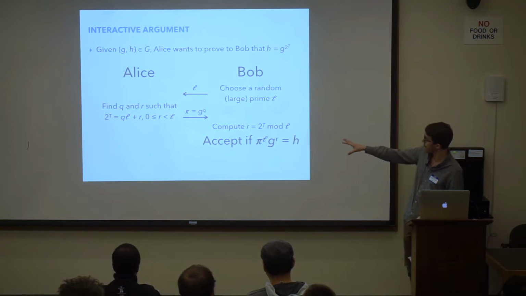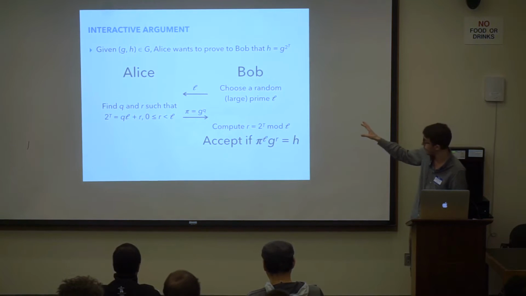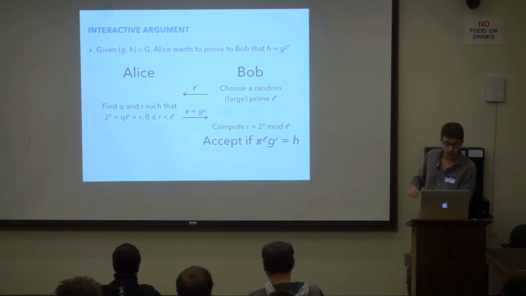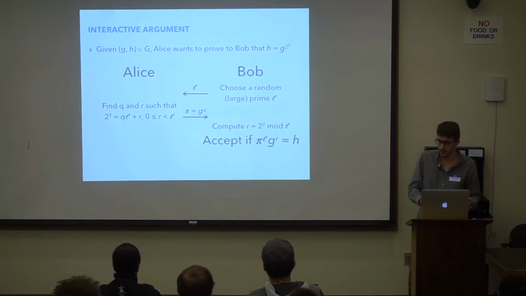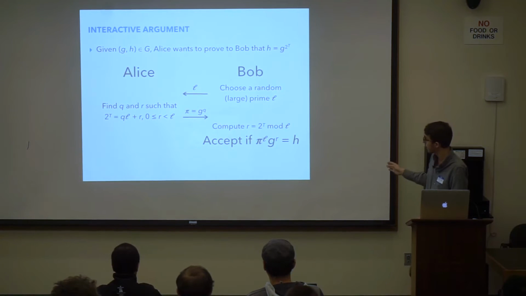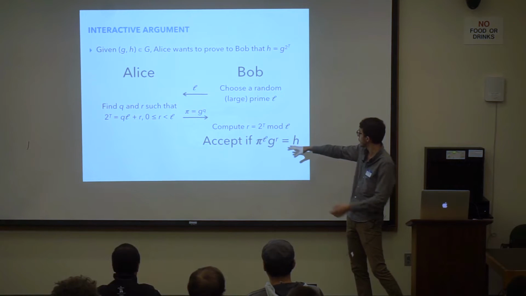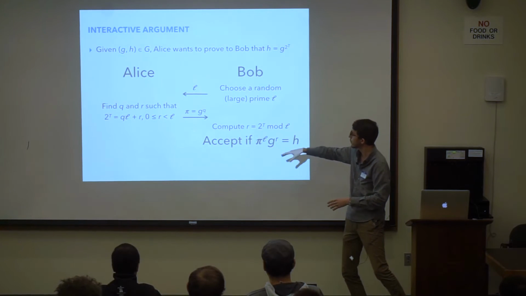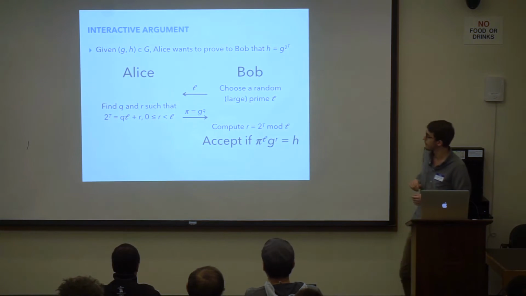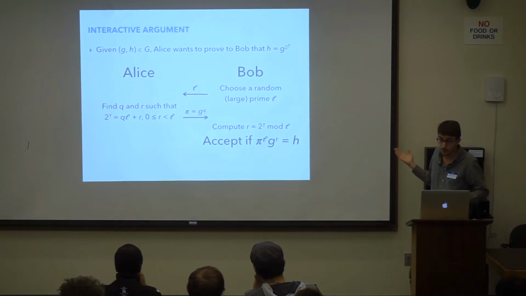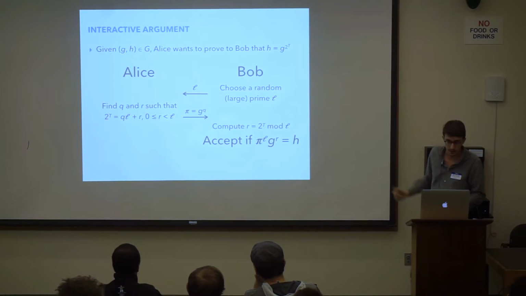And then he's going to accept the proof if this equality is satisfied: the proof pi to the power L times the element g to the power the remainder r equals h. It's very easy to see that if everyone did their job honestly, then the equality is satisfied. You just have to replace pi by g to the q, and then you get g to the power q times L plus r, which is just 2 to the t, so it's correct.